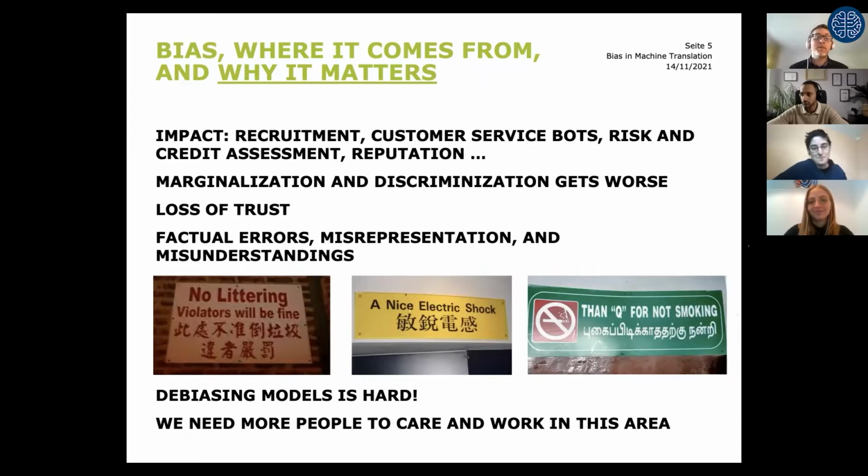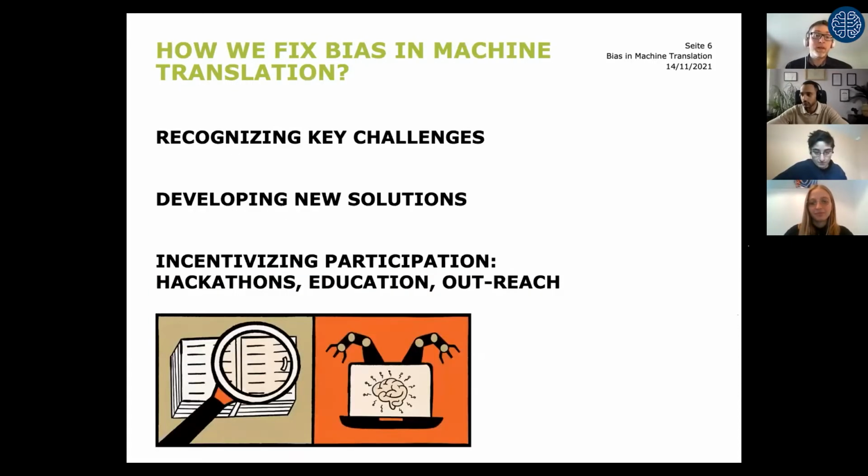Okay. The problem is that we need more and more people to work in this area, because debiasing these things is very, very difficult. To do this, the Goethe-Institut ran a hackathon, which is why we are here, trying to recognize some key challenges, develop some new solutions, which both Marvin and Janiça are going to show to us, and in general, try to increase participation.